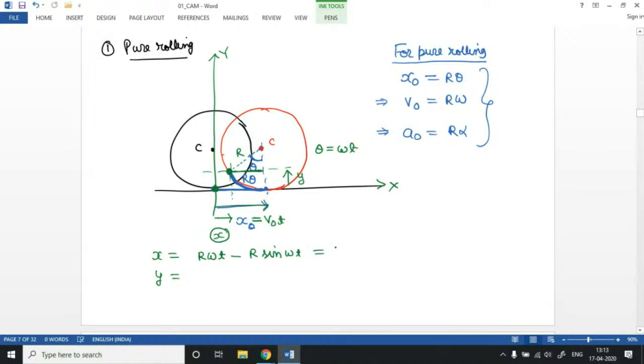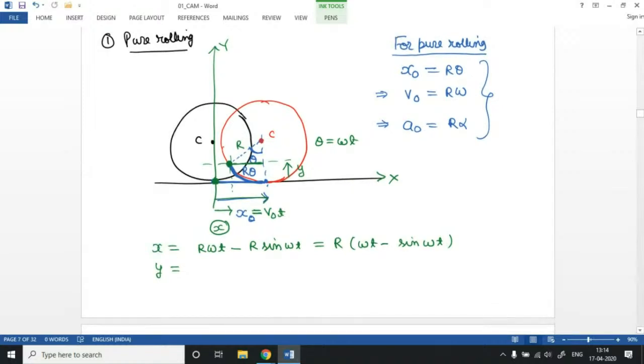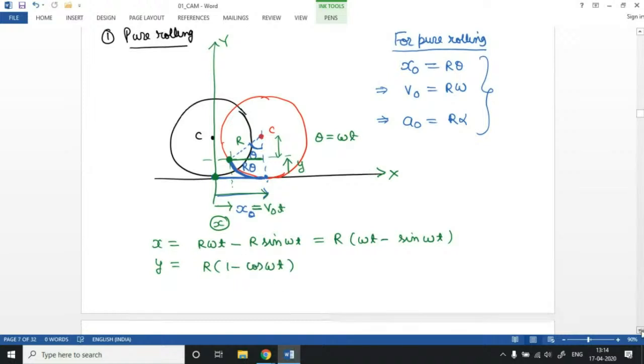So basically this is r times omega t minus sine omega t. This is the x coordinate of the particle as a function of time. Similarly, we can have the y coordinate of the particle as a function of time. This distance is r cos omega t, and this whole distance is r. So the y coordinate is r into 1 minus cos omega t. So these are the x and y coordinates.